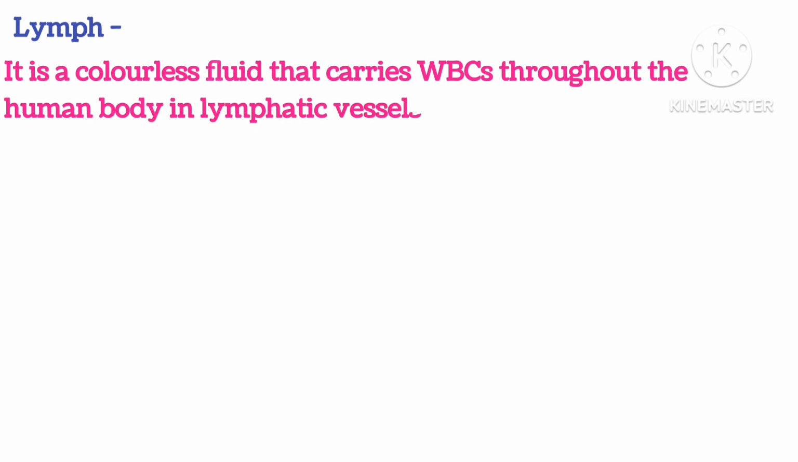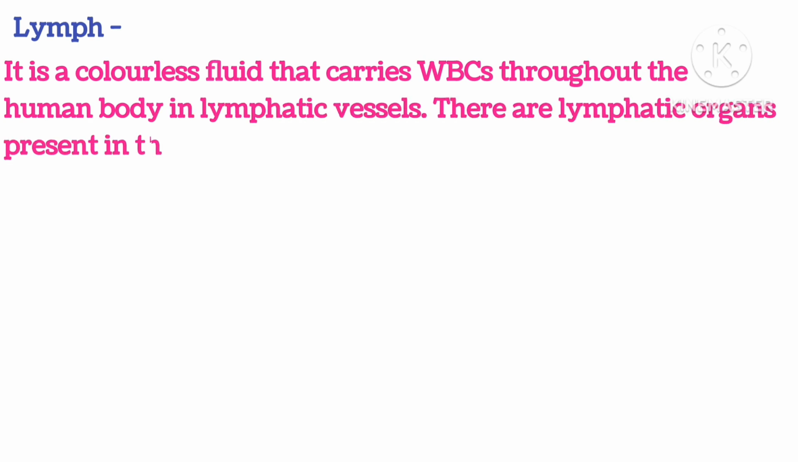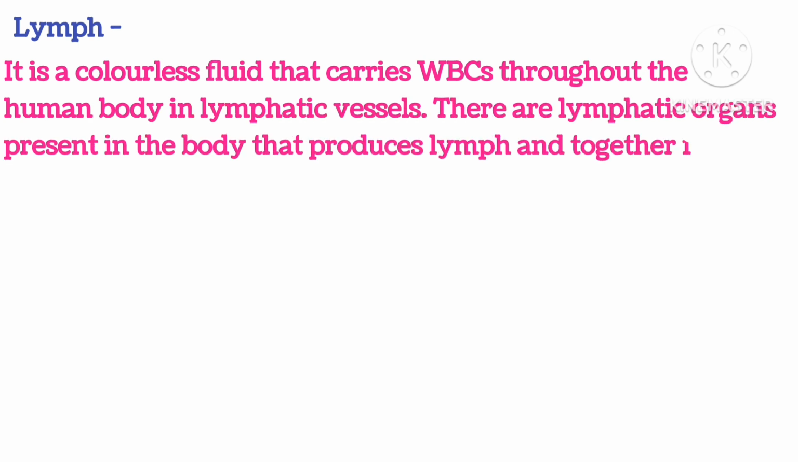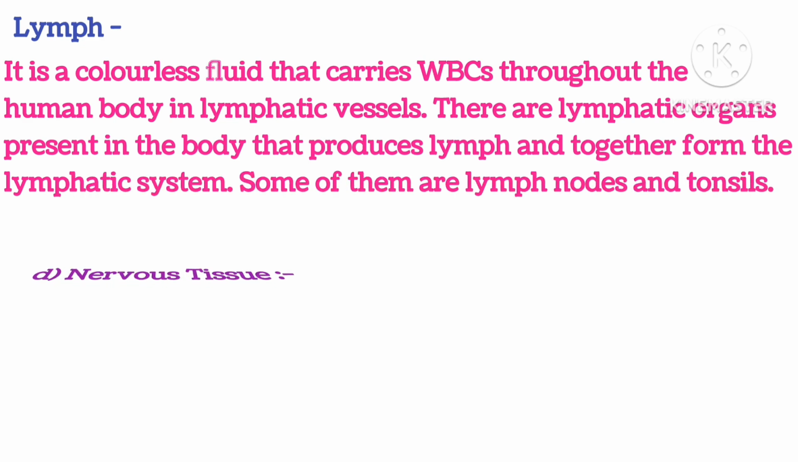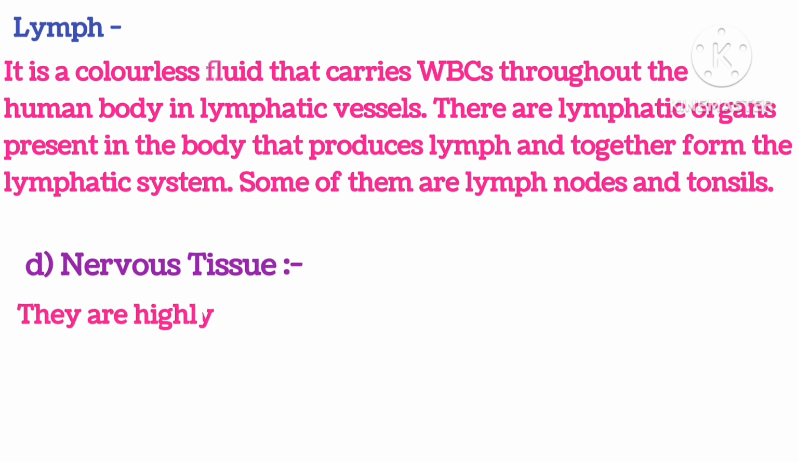Lymph is a colorless fluid that contains white blood cells throughout the human body in lymphatic vessels. There are lymphatic organs present in the body which produce lymph and together form the lymphatic system. Some of them are lymph nodes and tonsils.